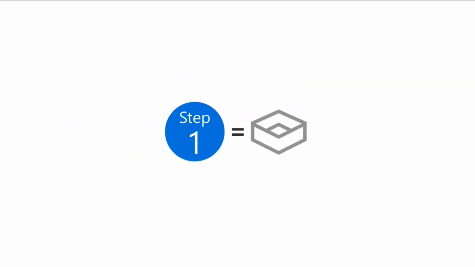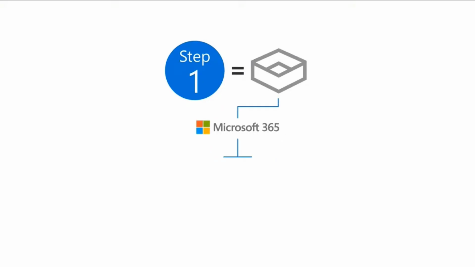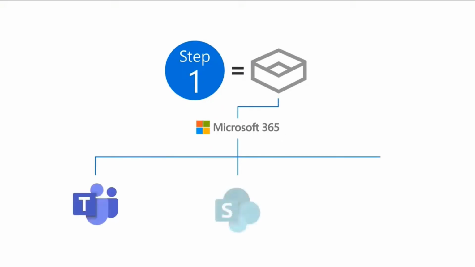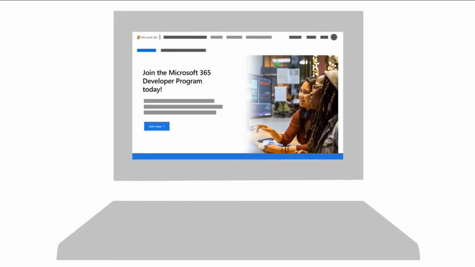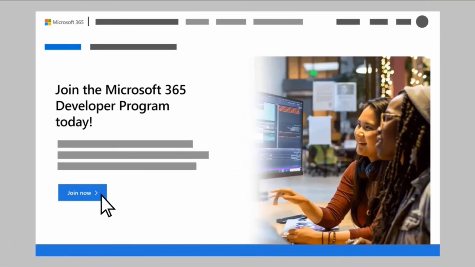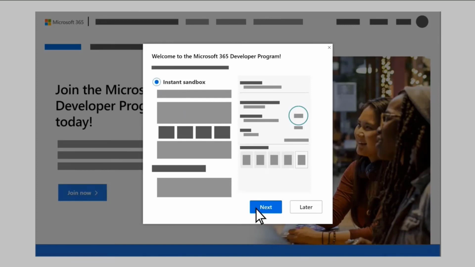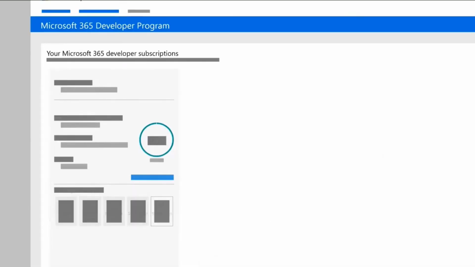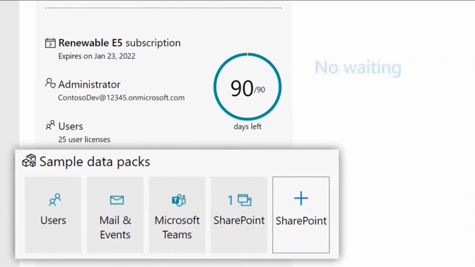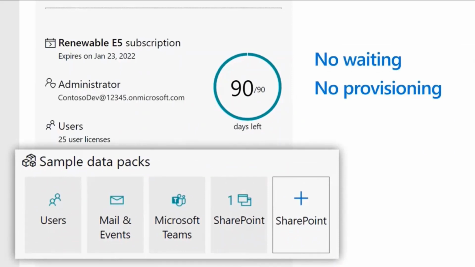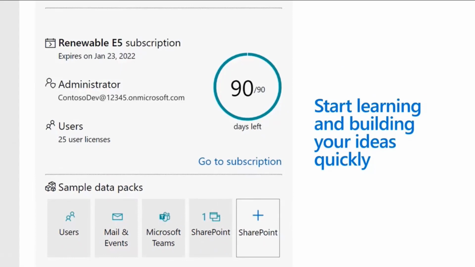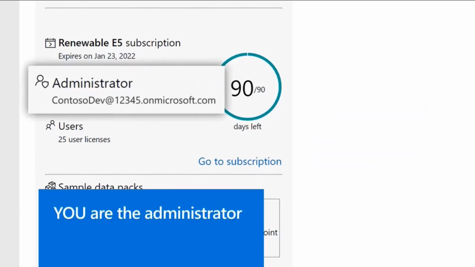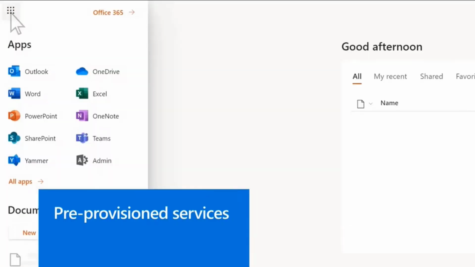Don't you wish you could have an easy and instant way to get your own Microsoft 365 E5 developer subscription with Microsoft Teams, SharePoint, and Office apps to test and model your ideas? Well, stop churning and start learning. The Microsoft 365 Developer Program gives you an instant, fully functional Microsoft 365 E5 sandbox, including a Teams sample data pack. No waiting, no provisioning. It's pre-made, so you can start learning and building your ideas quickly by making you the administrator of your own developer sandbox. Pre-provisioning services like Office apps, SharePoint, and Microsoft Teams.